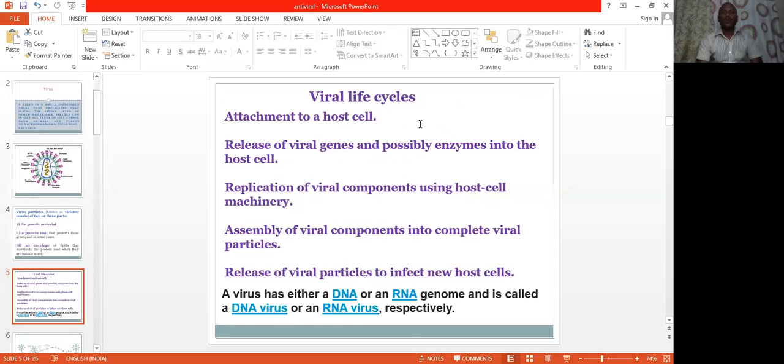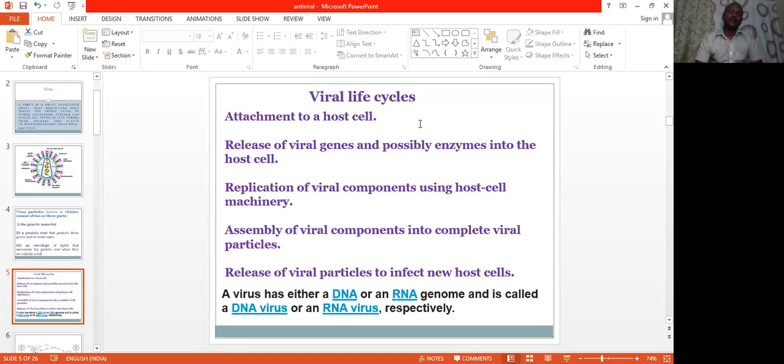Next one is the viral life cycle. Why are we discussing the viral life cycle here? You might already have studied basic things about the virus. Here the viral life cycle matters because the treatment of viral diseases majorly depends upon the drugs we use, and that depends upon the virus life cycle.